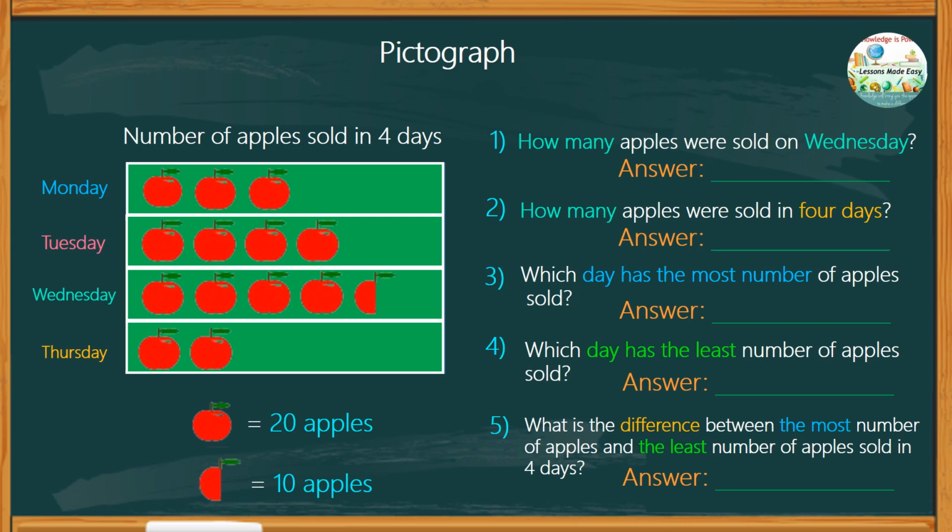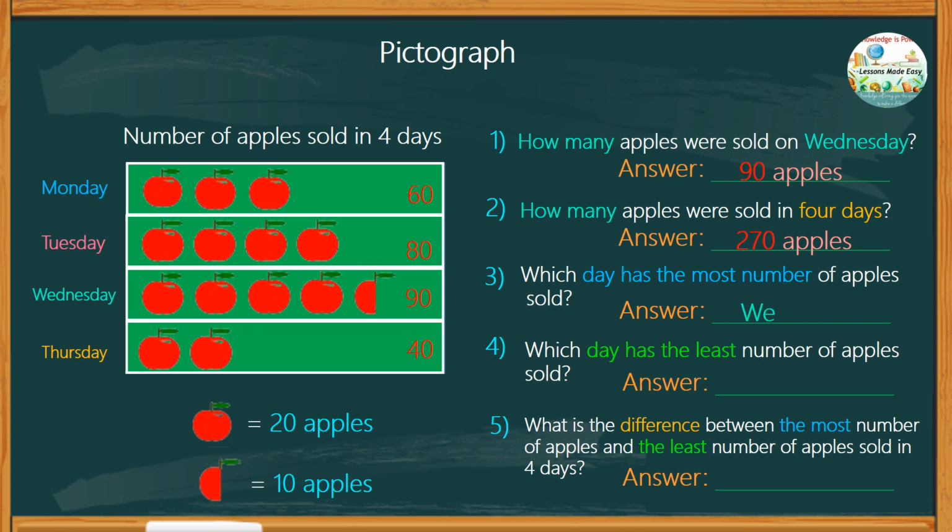Let's work on the first one. From the given data, there were 90 apples sold on Wednesday. Let's see how many apples were sold in 4 days. 60 apples on Monday, 80 apples on Tuesday, and 40 apples were sold on Thursday. In total, there were 270 apples sold in 4 days.